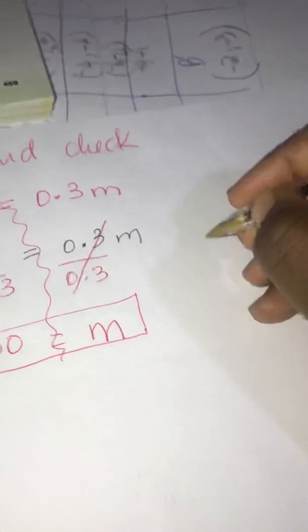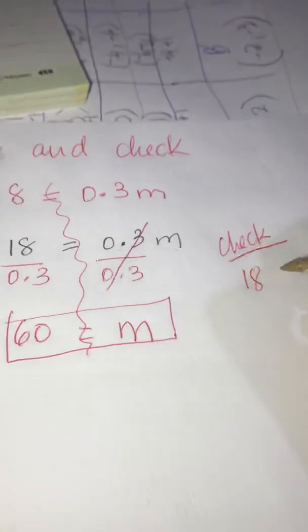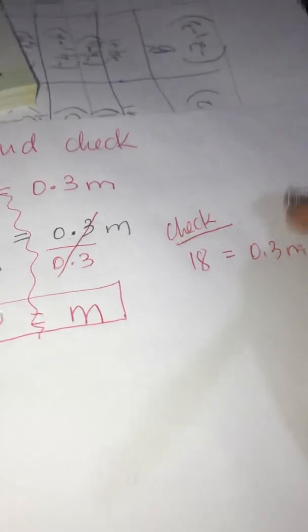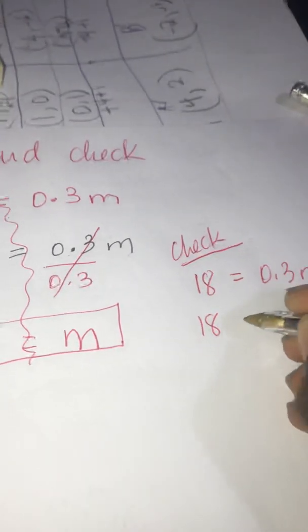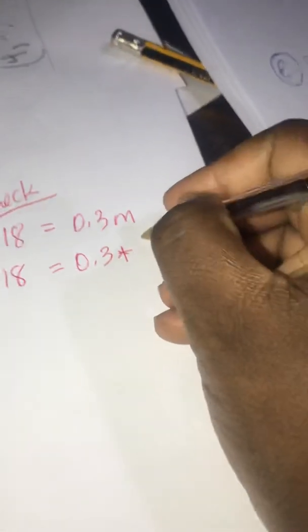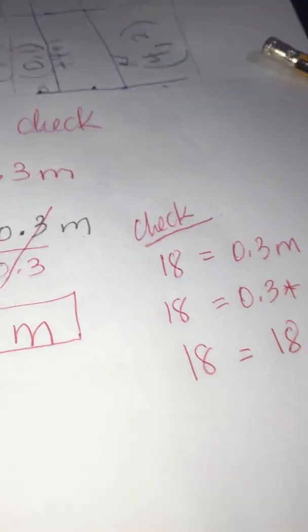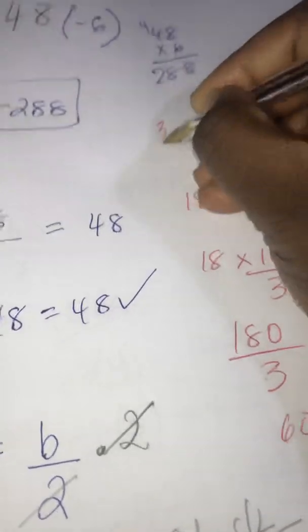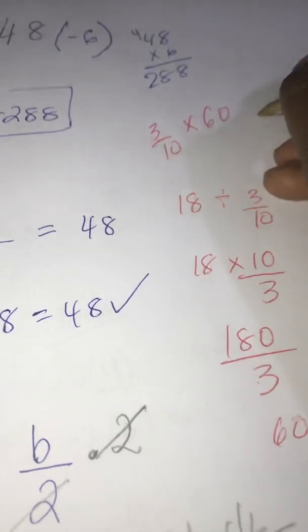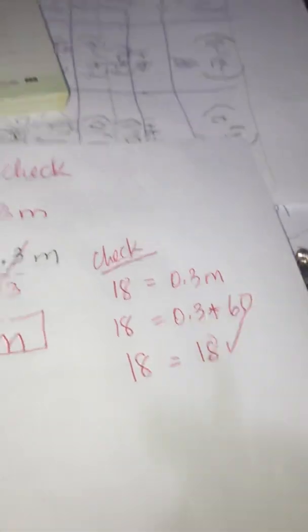Okay? Now we have to check. So 18 equals 3/10 m. This means 18 equals 3/10 times m, which is 60. 18 equals 18. How do I know? Without my calculator, I'm doing 3 over 10 times 60, which gives me 180 over 10. 10 goes with this 0. My answer is 18. So that is how I know this is correct. Okay?